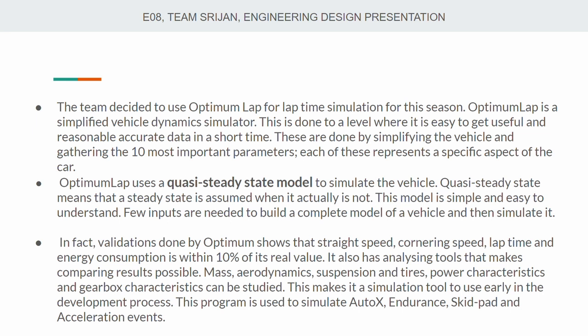It uses a quasi-steady state model to generate data and uses a simplified version of the vehicle by using the 10 most important parameters. In fact, the validations done by Optimum Lab show the straight speed, cornering speed, lap time, and energy consumption are within 10% of their real values.